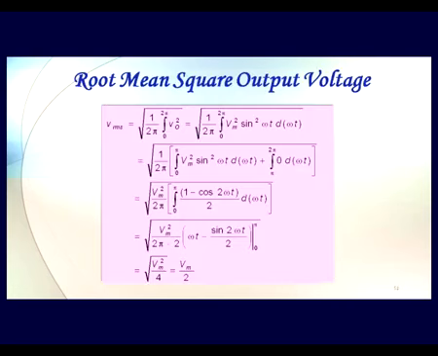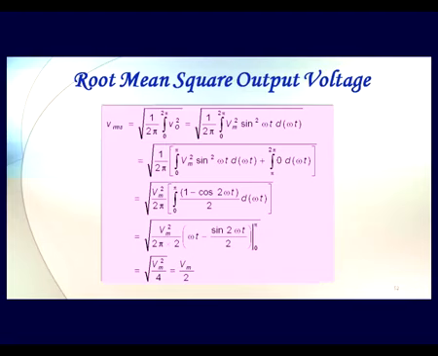Now another component that we need to look at in our rectifiers is the root mean square voltage of our output voltage. The root mean square component of our output voltage, Vrms, is nothing but the square root of 1 upon 2 pi integral 0 to 2 pi of V output squared.